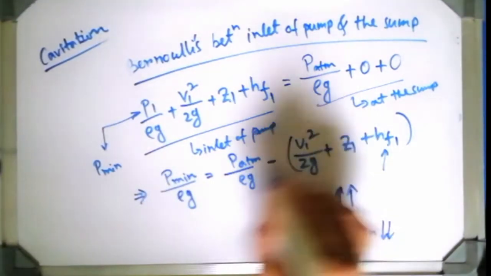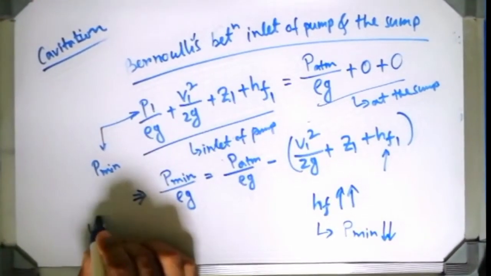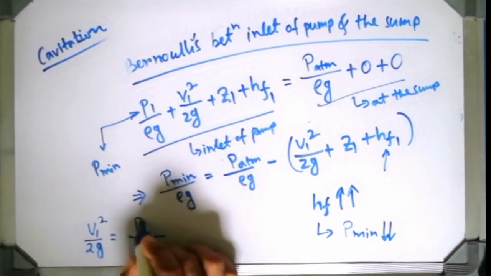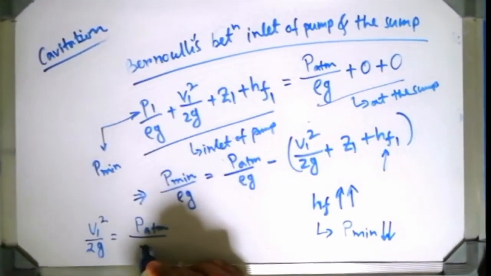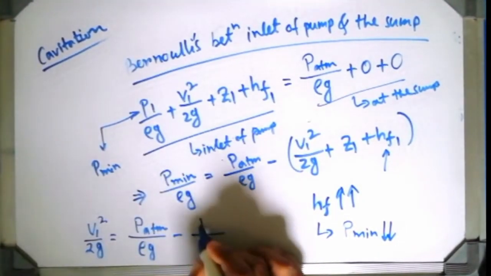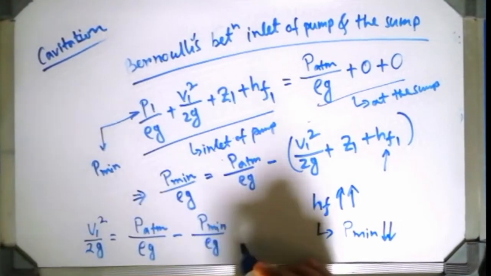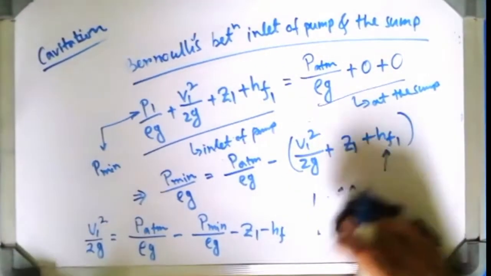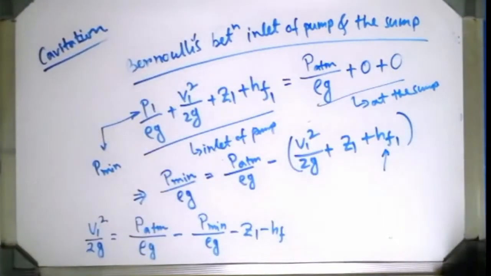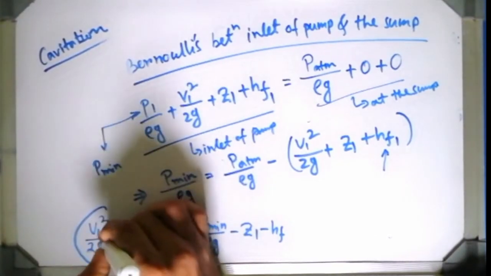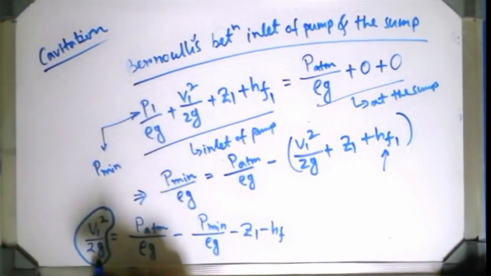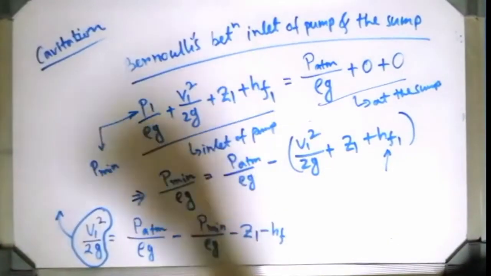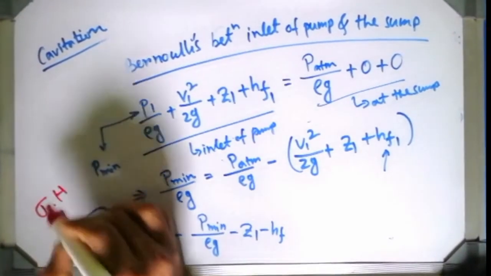Now see, if I shuffle this expression in this manner, V1 square by twice g comes at the left side, and keeping all the terms at the right side: P ATM by rho g minus P minimum by rho g minus Z1 minus HF1. I can write it like this, just shuffling the equation. Now this V1 square by twice g is obviously the velocity head. I am replacing this term with a new thing, written as sigma c into H.